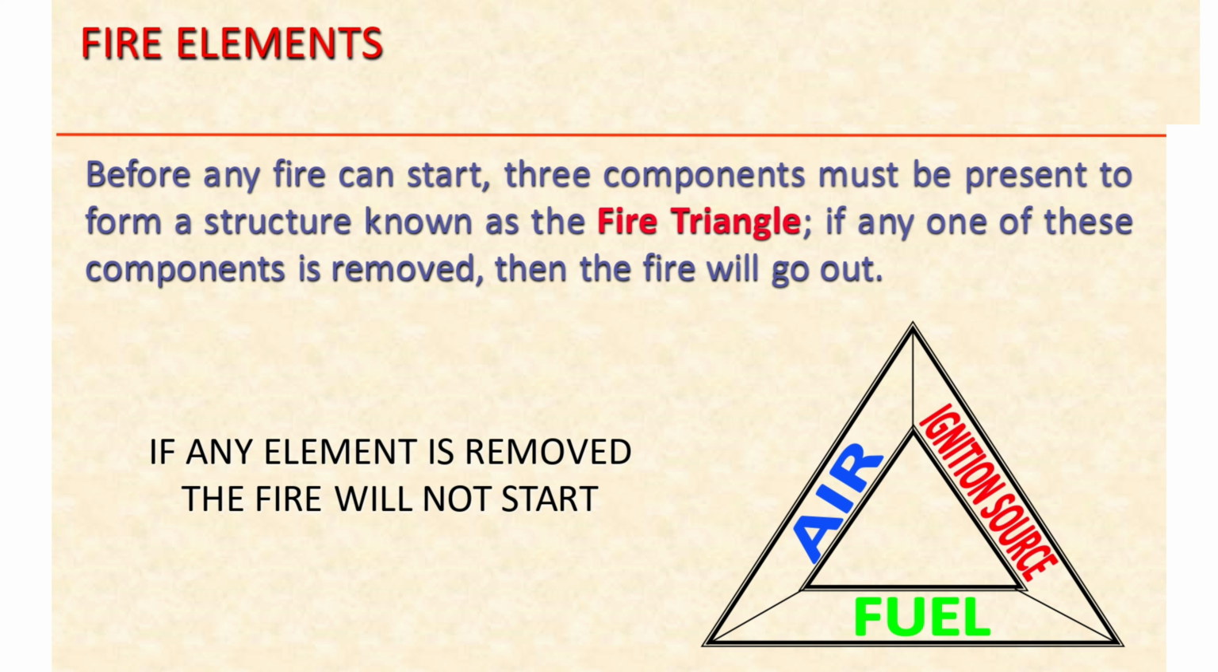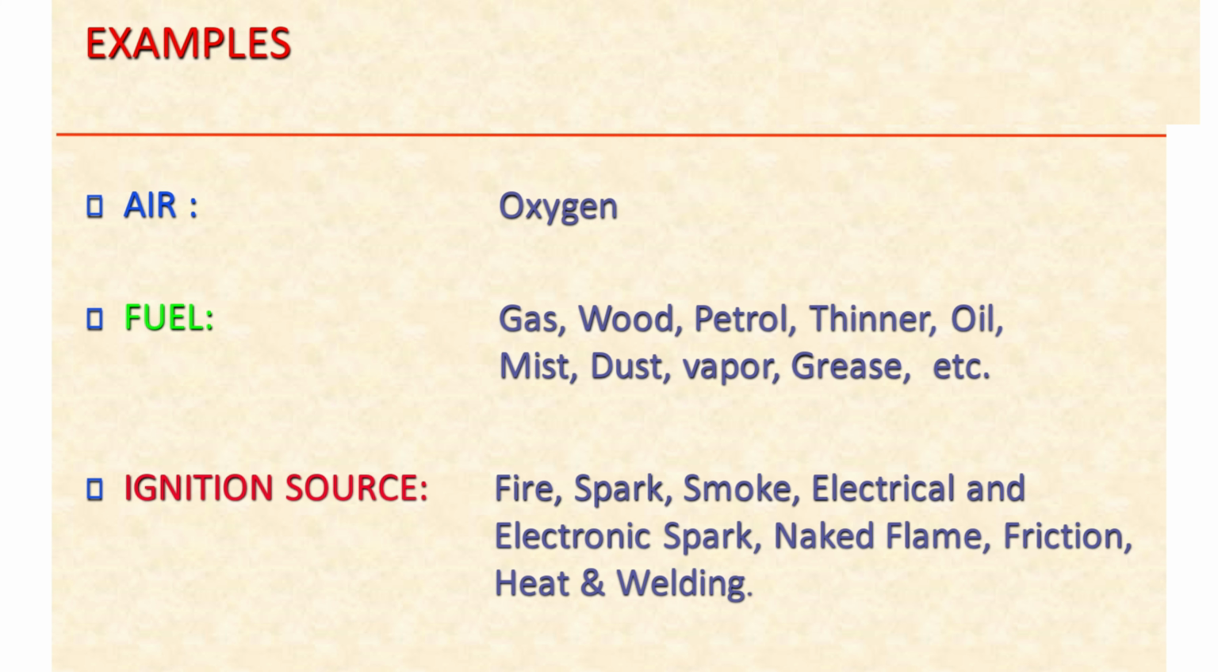Fire elements. Before any fire can start, three components must be present to form a structure known as the fire triangle. If any one of these components is removed, the fire will go out. If any element is removed, the fire will not start. Examples of fuel: air, oxygen, gas, wood, petrol, thinner, oil, mist, dust, vapor, grease, etc. Ignition source: fire, spark, smoke, electrical and electronic spark, naked flame, friction, heat, and welding.